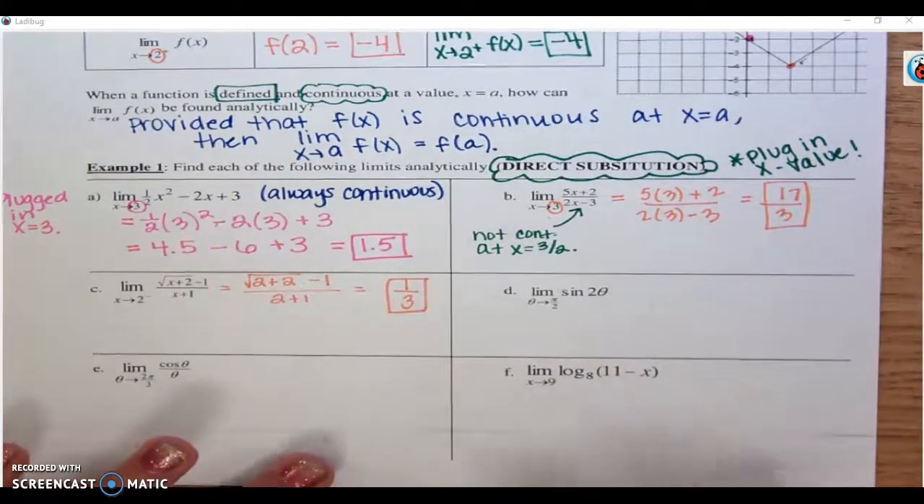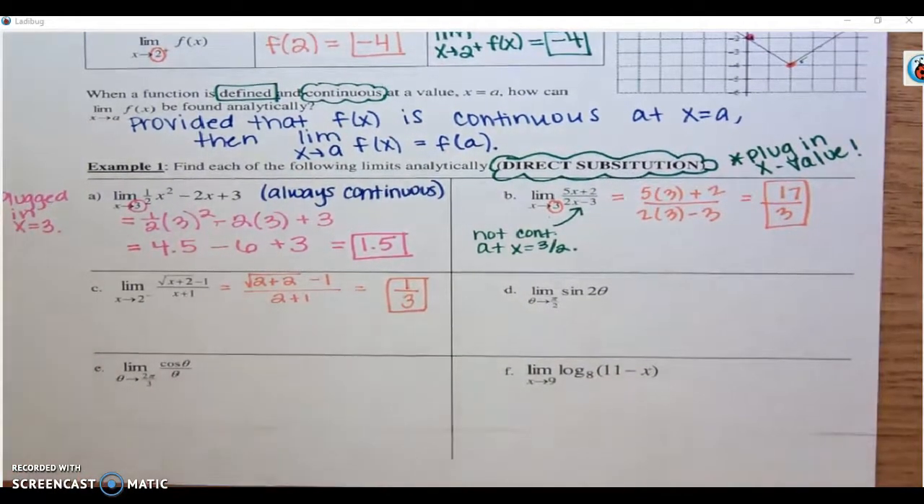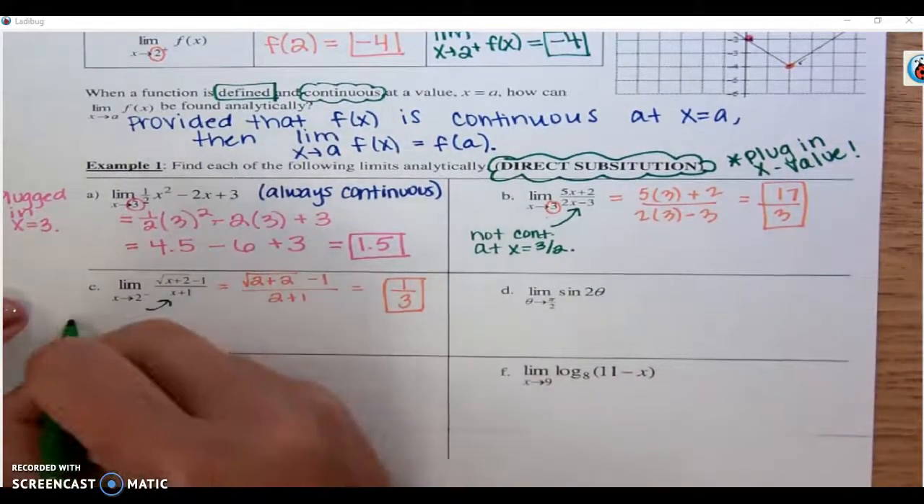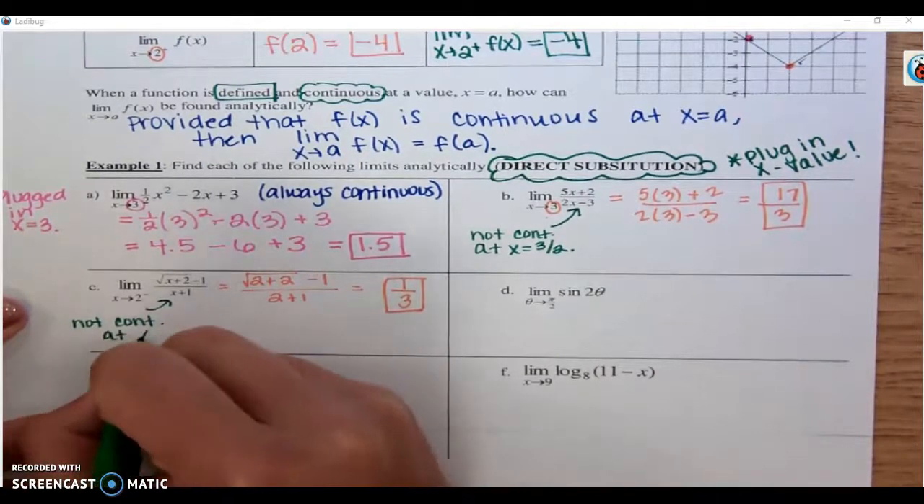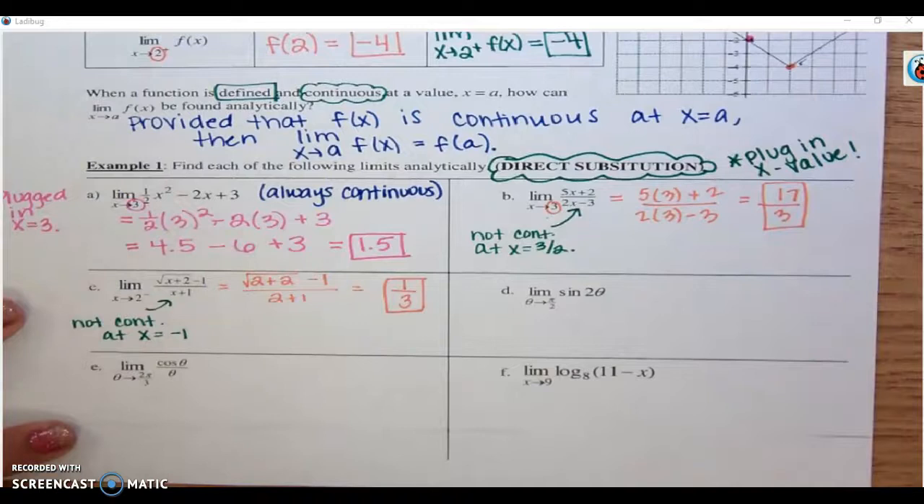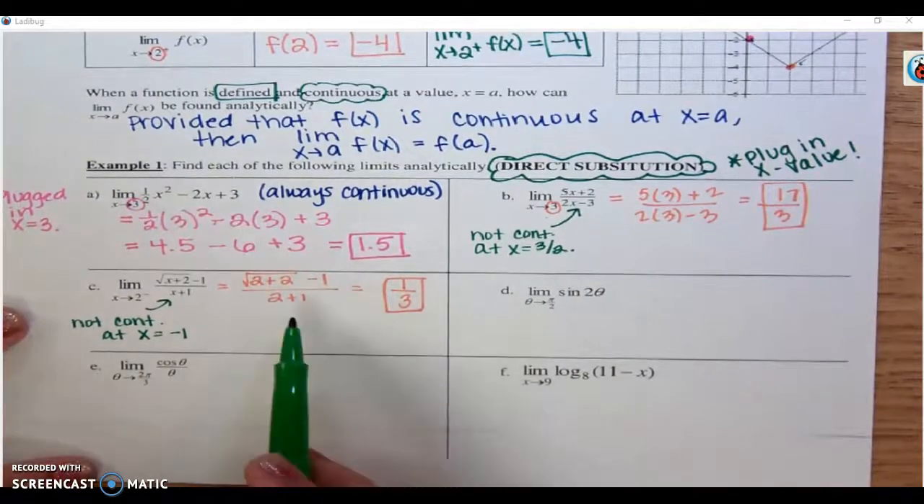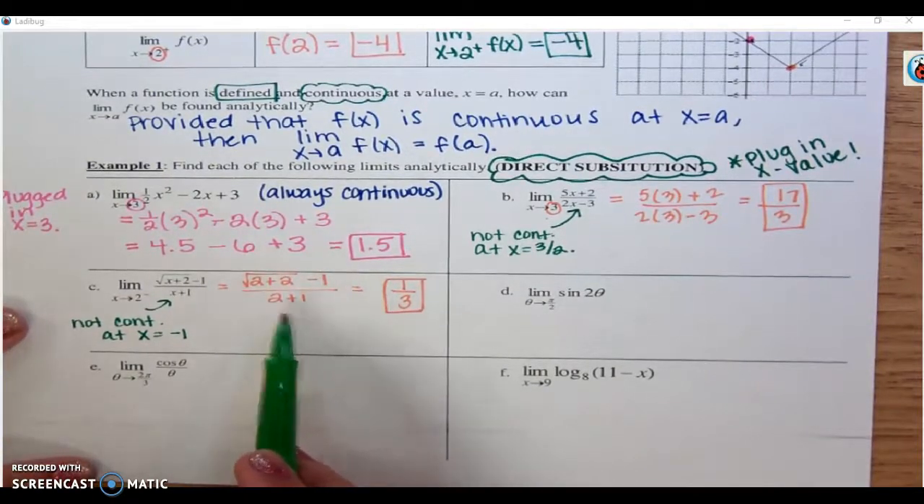The only way it's not going to work is if you end up with 0 in the denominator, and you'll know. So the only place that this would have not been continuous would have been if we would have had x equals -1, and then we wouldn't have been able to use this technique, because you can't have 0 in the denominator there.